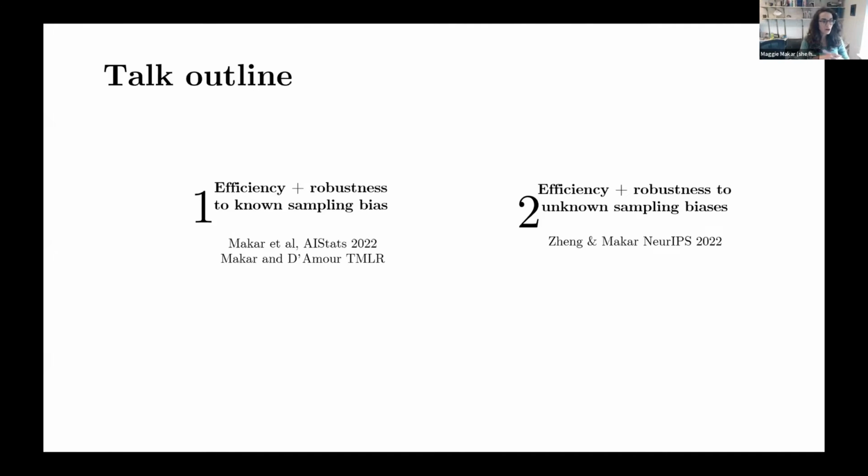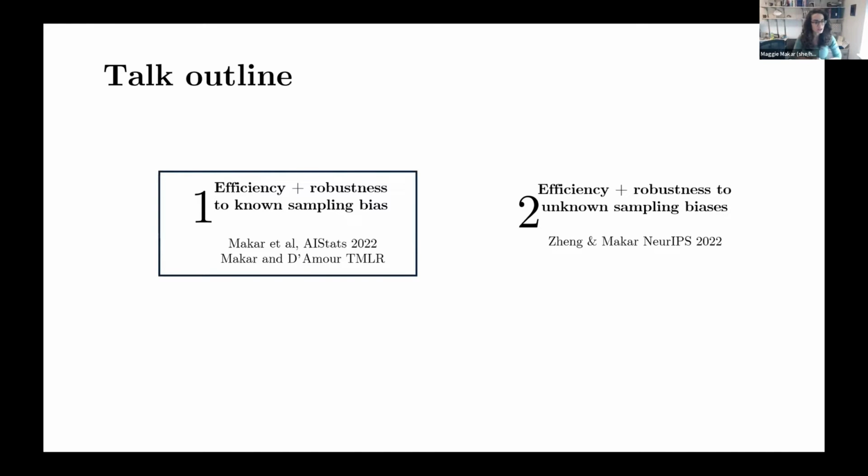So what I'll talk about today is just two sets of work that I've done recently. In the first set of papers, we're going to talk about how we can create models that are efficient and robust when we know what the sampling bias is, or when we know what the different artifacts that come from sampling are. In the second set of work, we will look at efficiency and robustness to unknown sampling biases. What if I don't know what the sampling bias is?